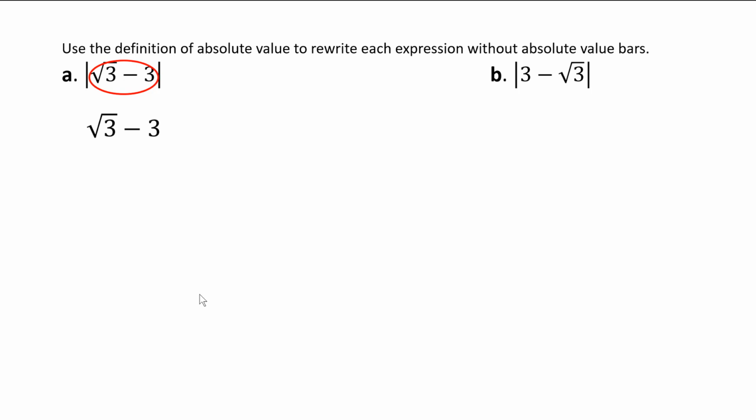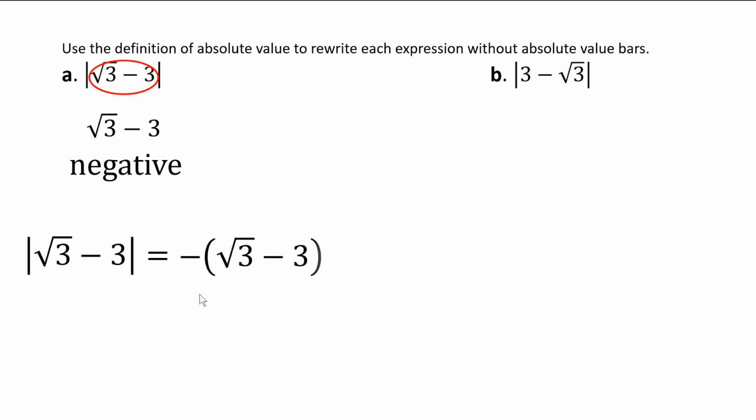If you're not sure, you can punch it into your calculator and see if it's positive or negative. So what we said is that if this is a negative number, then the absolute value of that negative number is going to be the opposite of the thing. So the absolute value of square root of 3 minus 3, because square root of 3 minus 3 is negative, is the opposite of square root of 3 minus 3. So we distribute that negative sign and we get negative square root of 3 plus 3. And then just for notation's sake, we would write the bigger number first, 3 minus square root of 3.